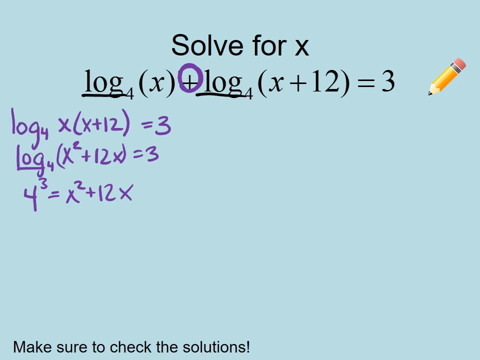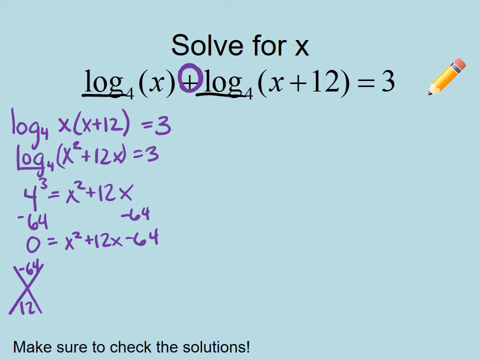Now if I look, this almost looks like a trinomial. I can make it a trinomial by subtracting this 64 from both sides. So I end up with 0 equals x squared plus 12x minus 64. It's a trinomial, which means we need to try to factor. If it doesn't factor, you will have to do quadratic formula. But always try AC first to see if it works. A times C is negative 64, and my middle term is 12.